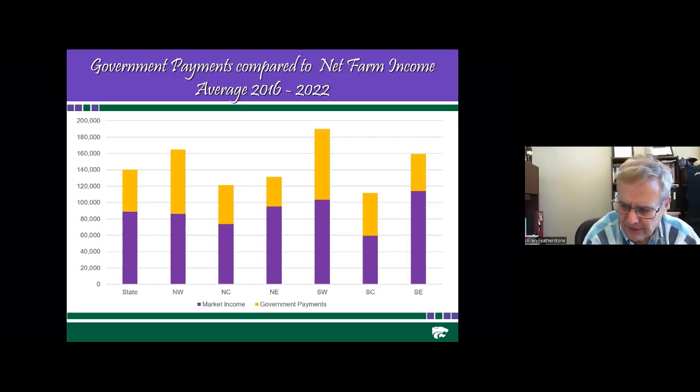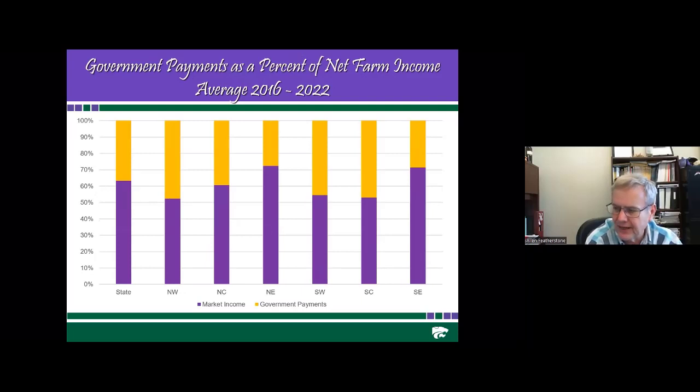The way to interpret this is that on a statewide basis, roughly about 84,000 is from the market. There's another 55,000 in average government program payments. That gets the net farm income on a statewide basis over that 2016 to 2022 period to $140,000. Looking at this, you can see obviously that government program payments are extremely important. Total income for the Northwest on an average basis was a little over 160. The Southwest was a little over 180, and the South Central was a little bit over 120.